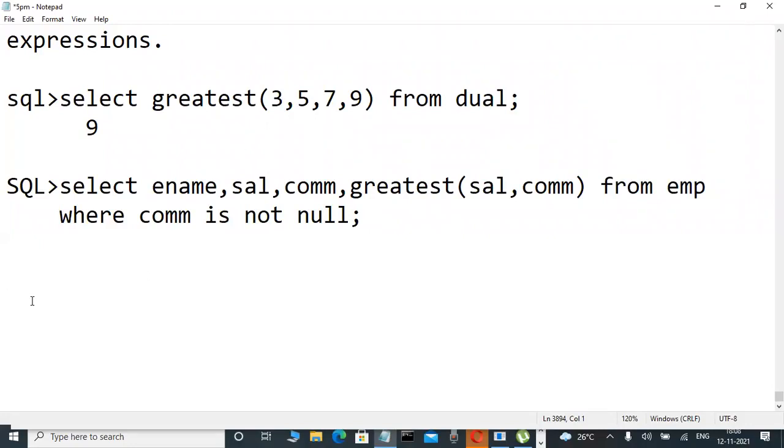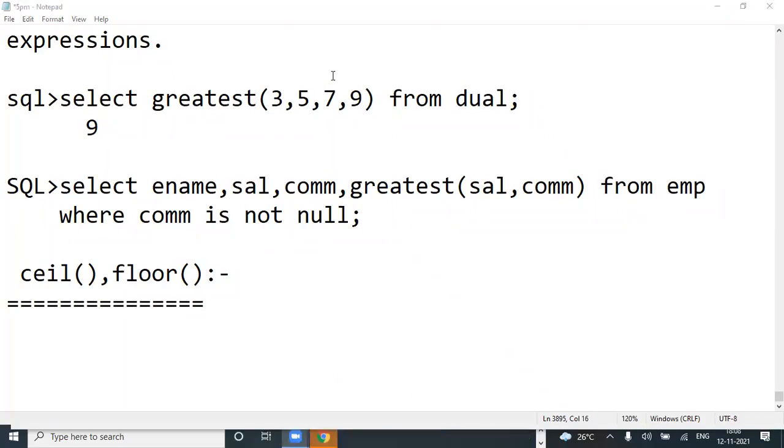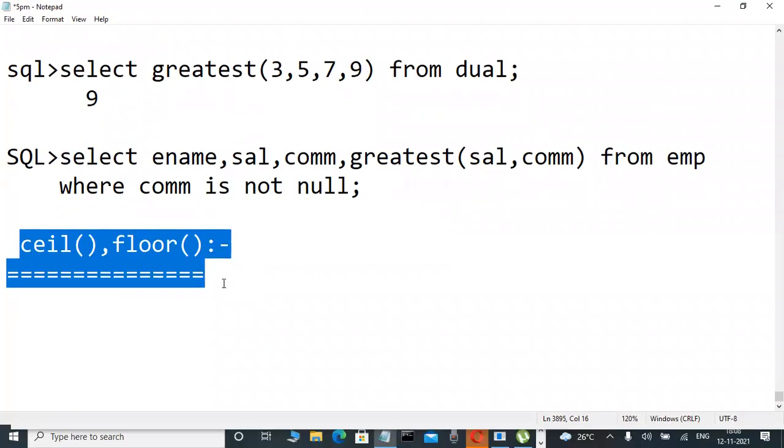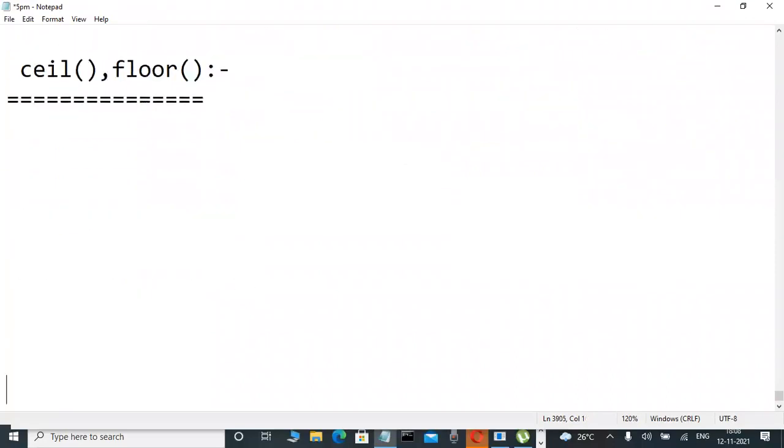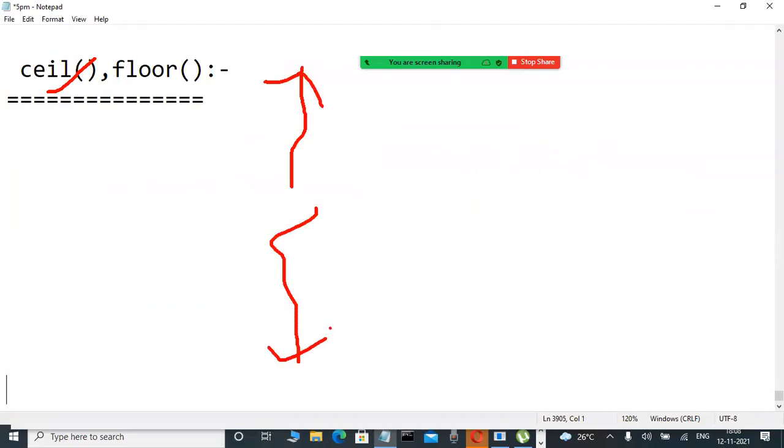Completed. Next, two more number functions, not very important: CEIL and FLOOR, but they are available in every database. That's why I'm telling you, write it: CEIL, FLOOR. It is better to know them because all the databases have these functions. What is CEIL and what is FLOOR? CEIL means ceiling, and FLOOR means flooring.